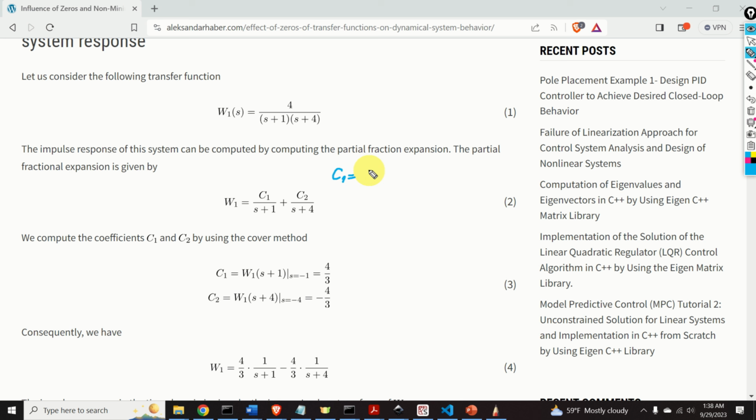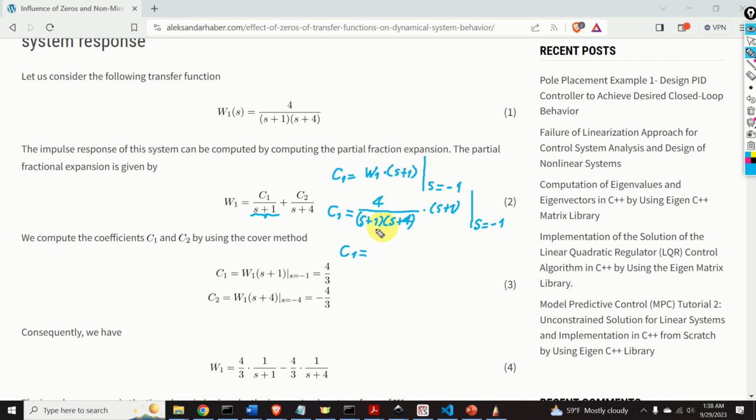C1 is equal to the transfer function multiplied by this term in the denominator, and we evaluate the expression at s is equal to minus 1. That is, we evaluate the expression at our pole. Consequently, C1 is equal to 4 over s plus 1 multiplying s plus 4 multiplying s plus 1, and we need to evaluate this expression at s is equal to minus 1.